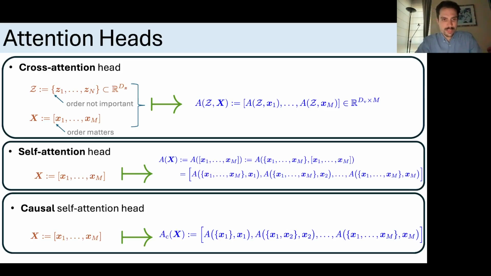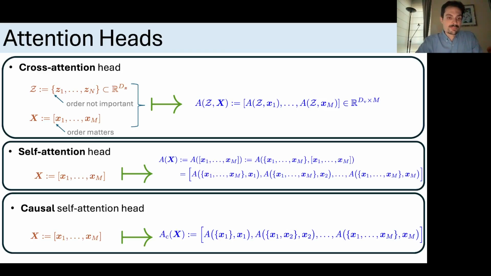Okay. And then we have the so-called self-attention head, which is like a cross-attention head, but the reference vectors are precisely the columns of x. Okay, so again the input comprises m vectors, and it also returns m vectors.